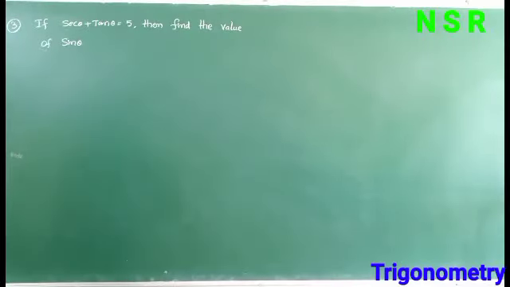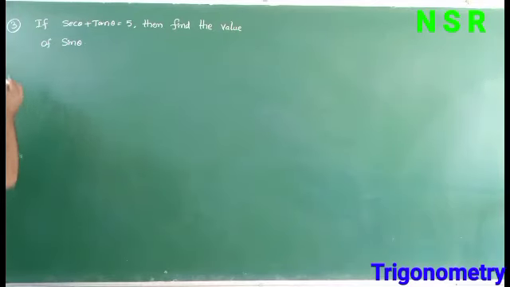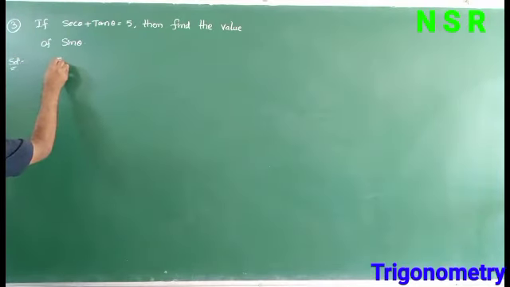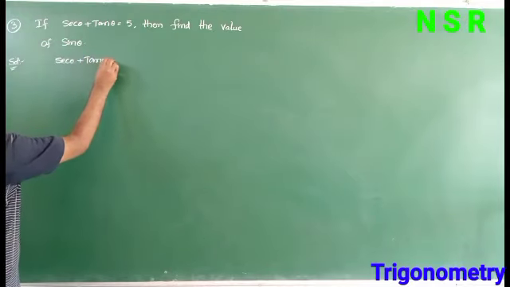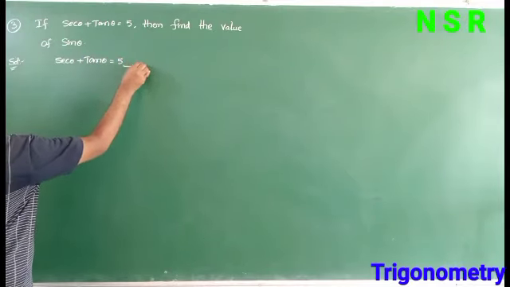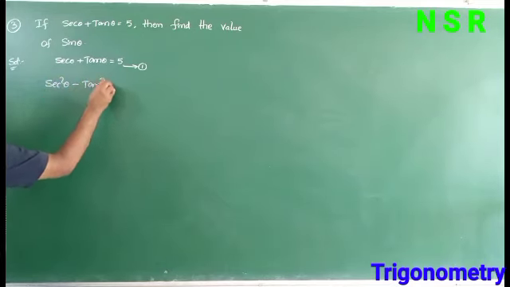So next, question number 3: if secant theta plus tan theta equals 5, then find the value of sin theta. Here, given secant theta plus tan theta equals 5, take it as equation number 1. We have a relation between secant and tan, that is secant square theta minus tan square theta equals 1.